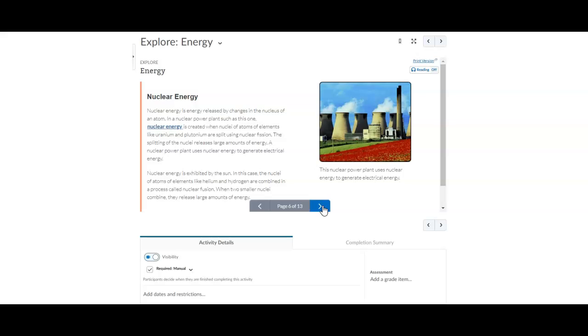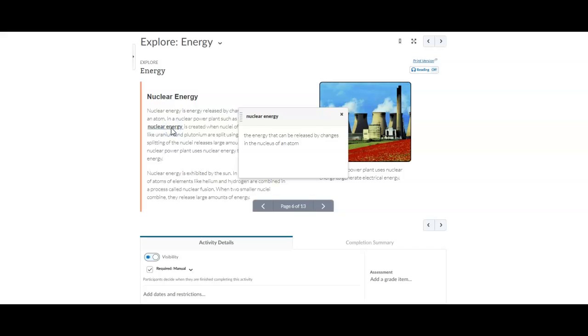Question 6 says, what is nuclear energy? So nuclear energy is energy released by changes in the nucleus of an atom. In a nuclear power plant such as this one, nuclear energy is created when nuclei of atoms of elements like uranium and plutonium are split using nuclear fission. So that's a very important sentence. Nuclear energy, how it's created. So you need not only the definition, but how it's created.